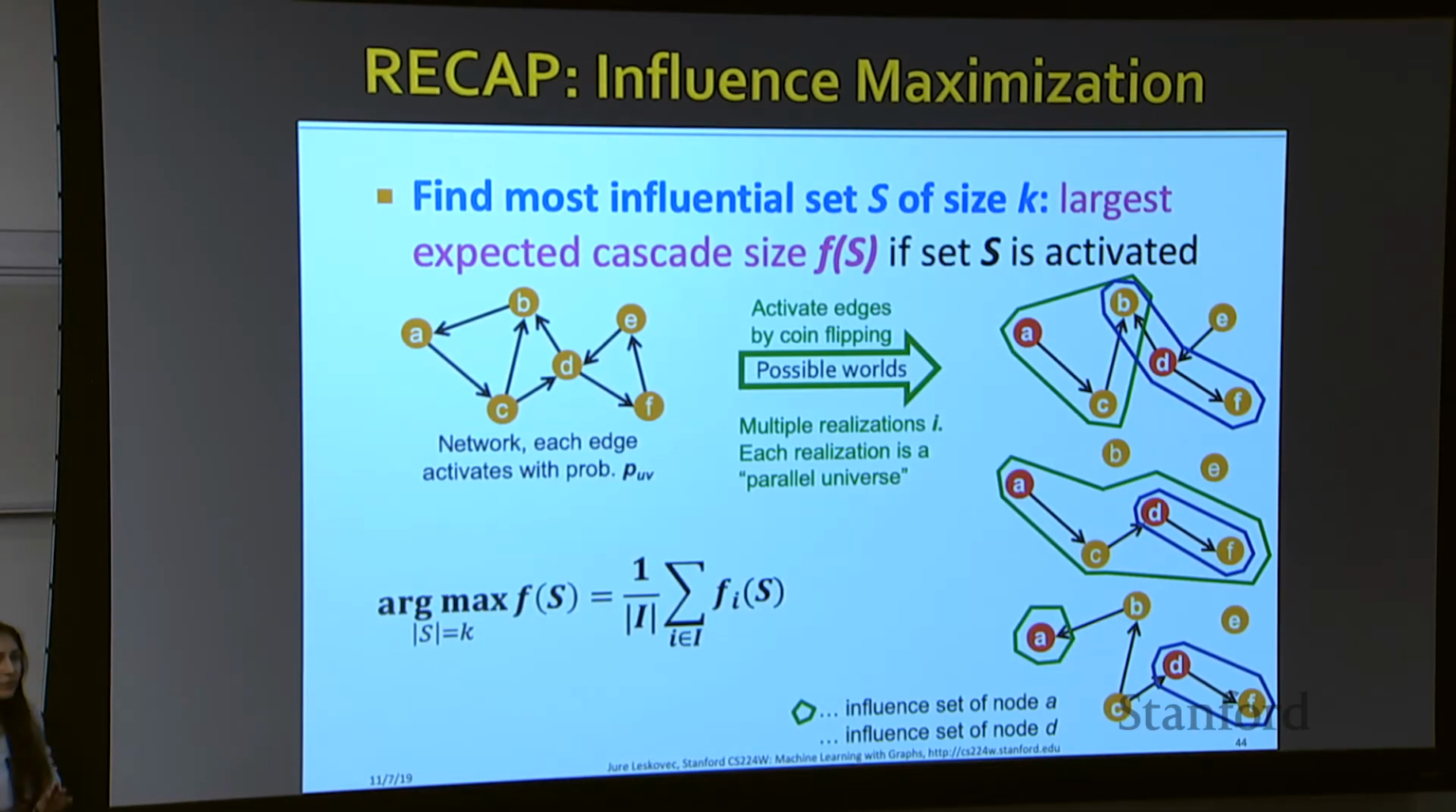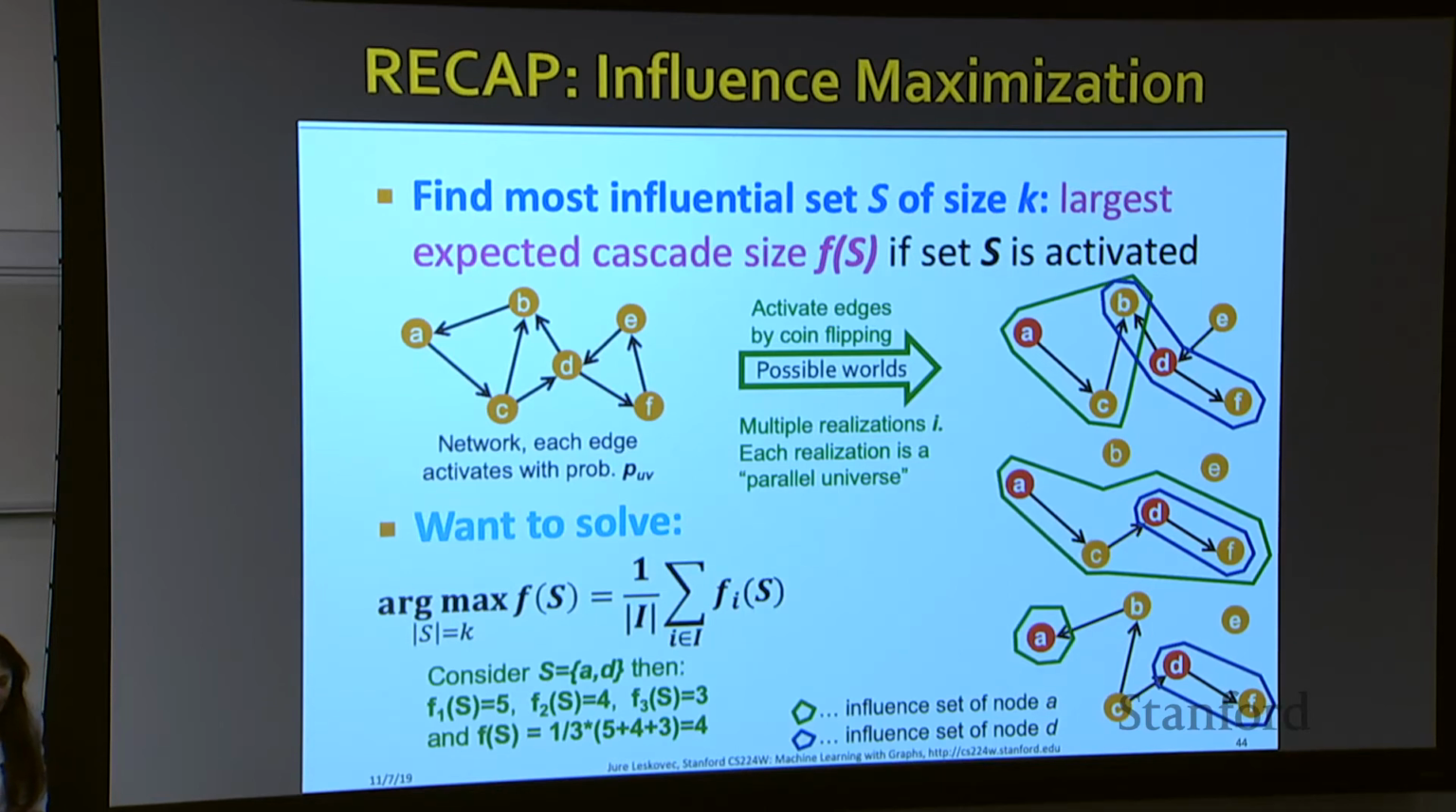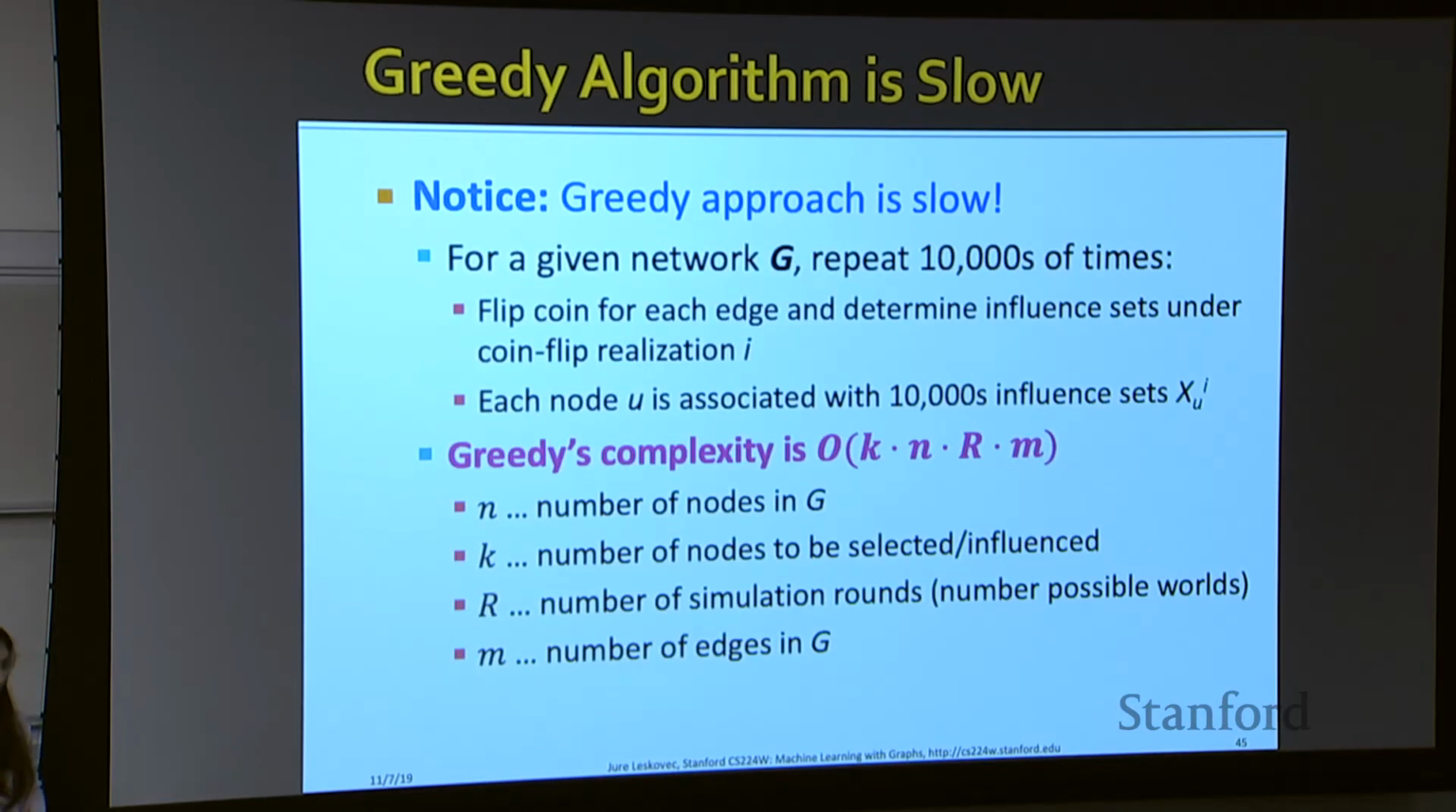Okay, so any questions from this? Okay, so now this is great. We have an algorithm that can give us an approximation guarantee. The only problem is that it's slow. Imagine you have a very large graph. You want to try 10,000 times, simulate these parallel worlds, convert your network to a deterministic one, and then do BFS to calculate the influence of every person. So this is slow.